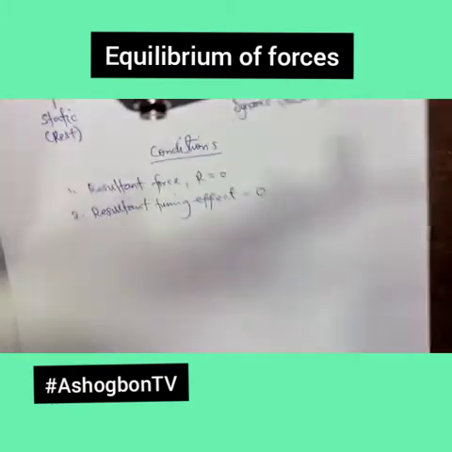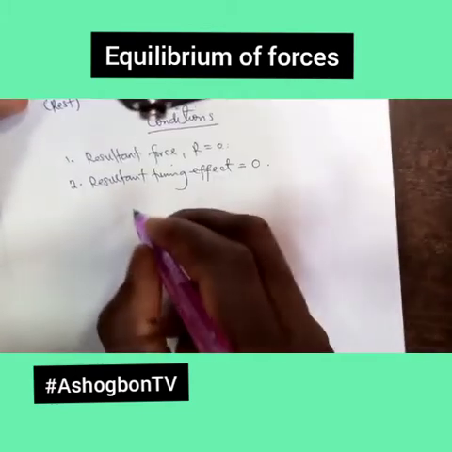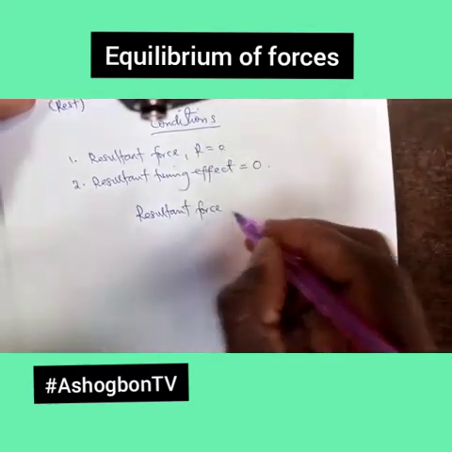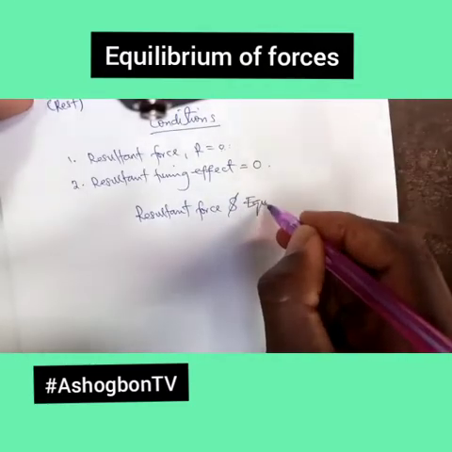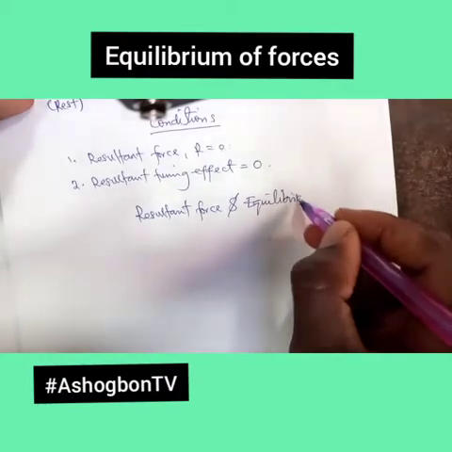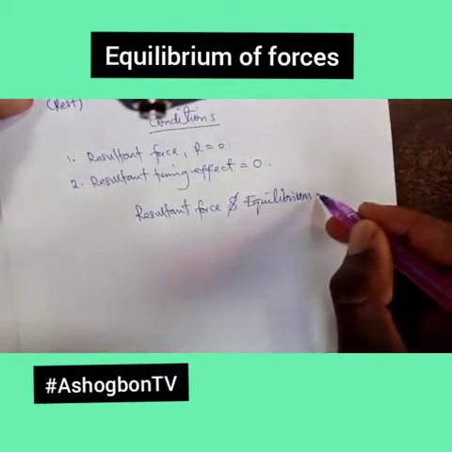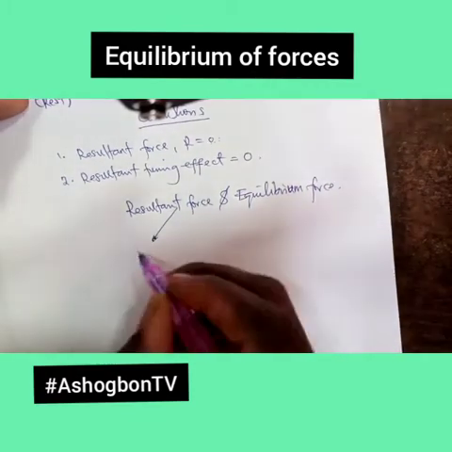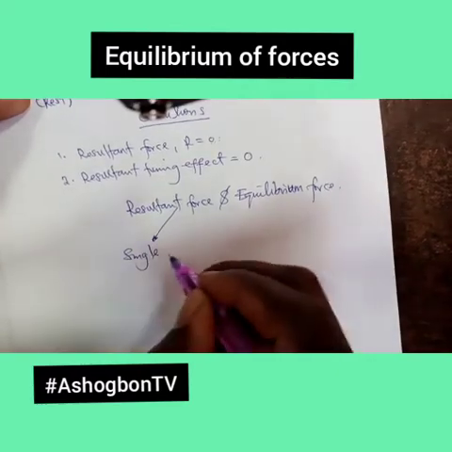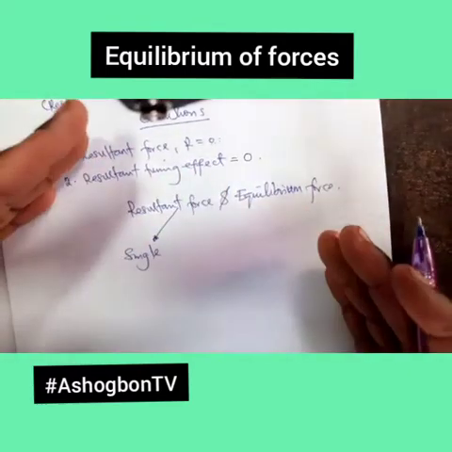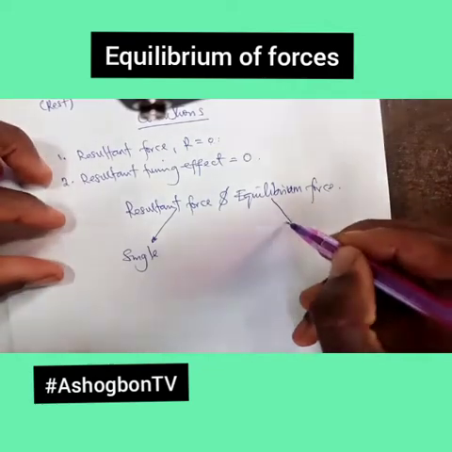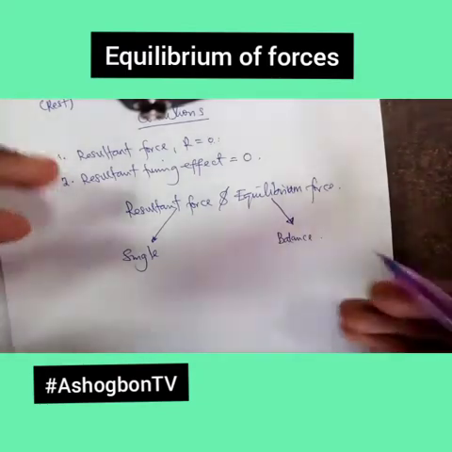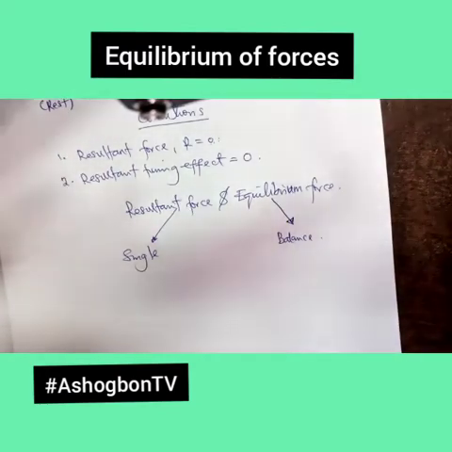Now, having said that, we will now be looking at resultant force and equilibrium force, which is also known as equilibrant. Now, the resultant is a single force that has the same effect as other forces acting on a body. But the equilibrant is a force that balances the effect of other forces.